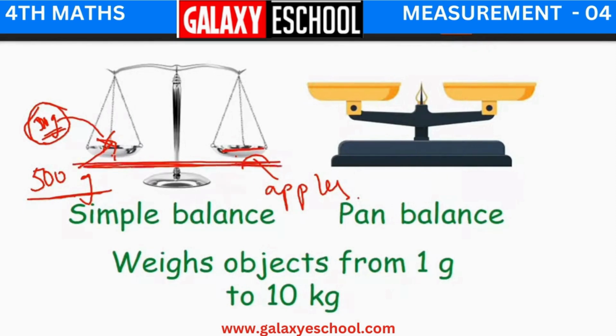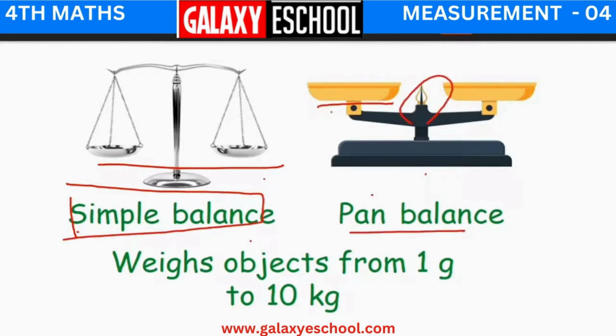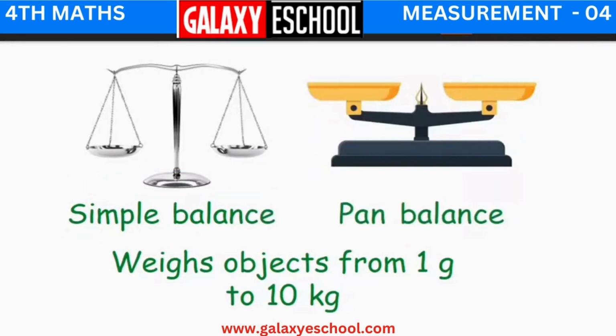When both these plates are in a straight line like this, when they both are balanced, then it means that my weight of apples here is equal to 500 grams. Understood children? So this is called a simple balance, and this one is called a pan balance. These are the names of the measuring instruments. Just like we have scale and measuring tape for measuring length, we have simple balance and pan balance.